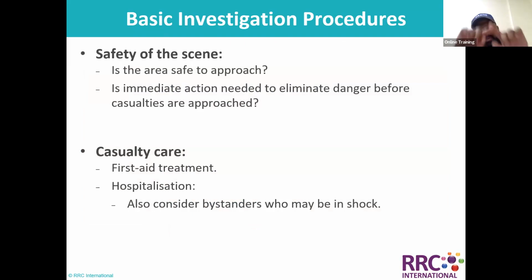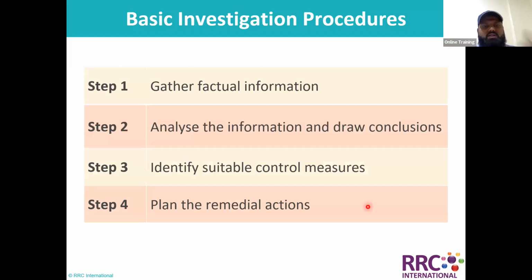Safety of the scene. You have to secure the scene. First, you secure the scene, you identify who is over there. Now, the investigation is going to start. First important thing, gather factual information. Second, analyze the information and draw conclusions. Third, identify suitable control measures. And fourth, plan the remedial actions.